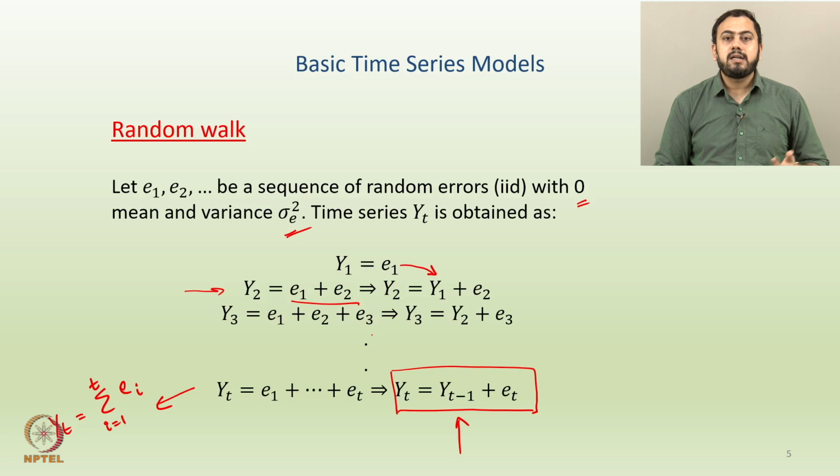Now I will give you one more interesting name for this random walk. Firstly, we will take up some examples. Let us say a person starts here at state 1. This is my y1. Now as per the structure, what should y2 be? Using this structure, y2 is y1 plus some random error.